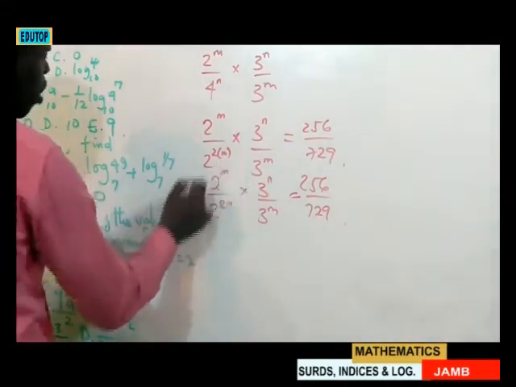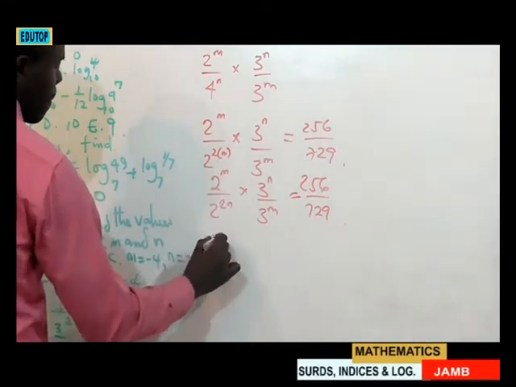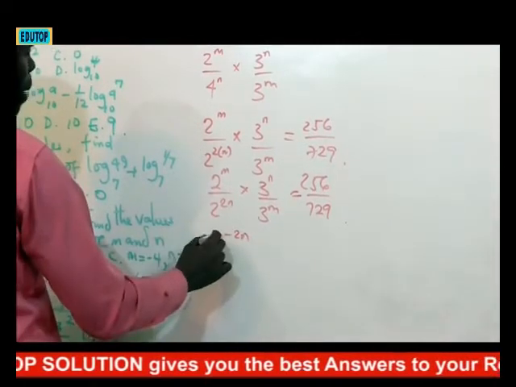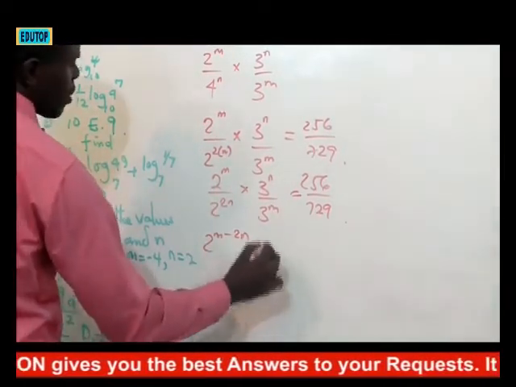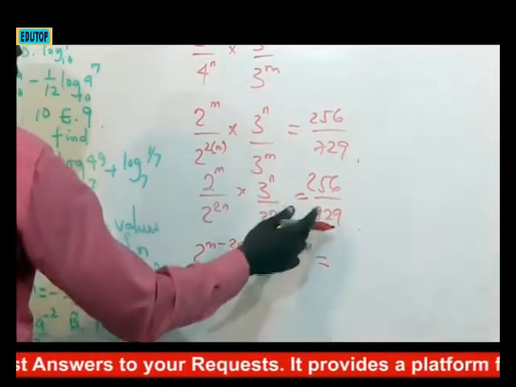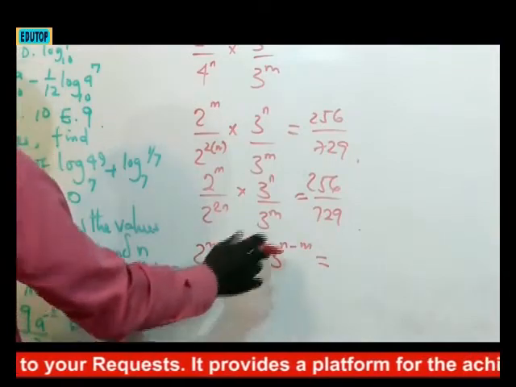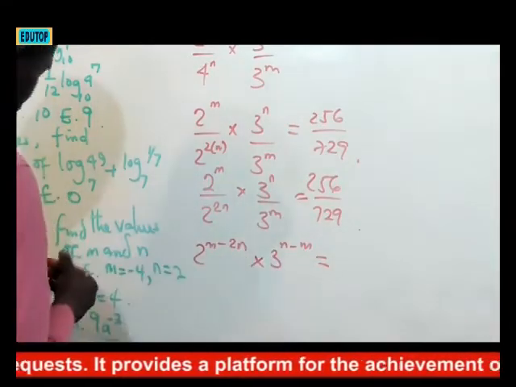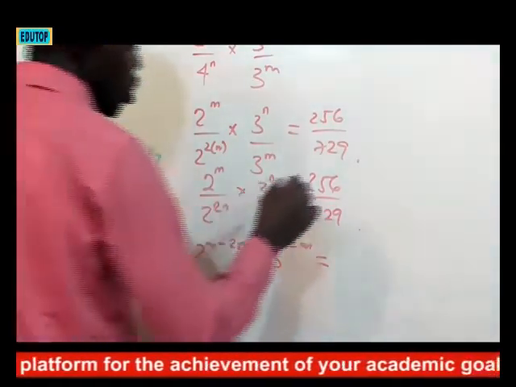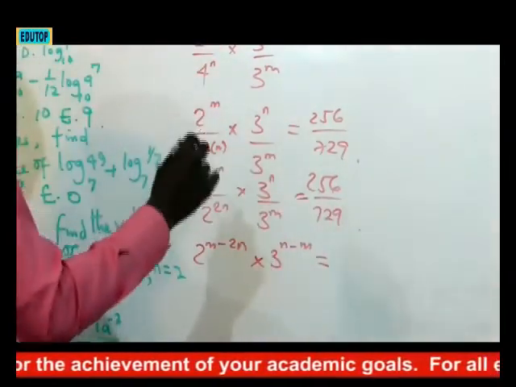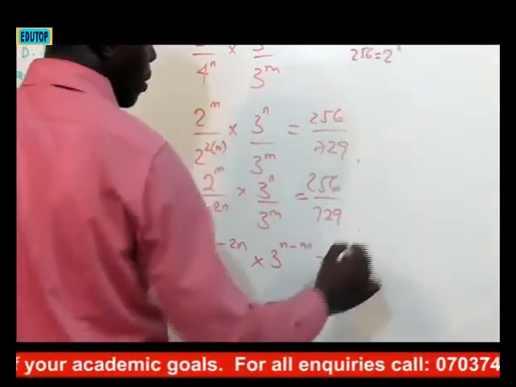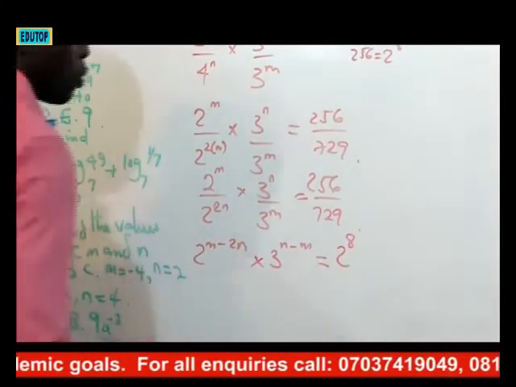Now, in this situation, by law of indices, I can write this one as 2 raised to power m minus 2n times, this one can be written as 3 raised to power n minus m equals to, so I now want to find an expression for this in terms of 2 and 3. So 256, if you go by your 2 times 2 into 8 places, that means 256 is the same as 2 raised to power 8.